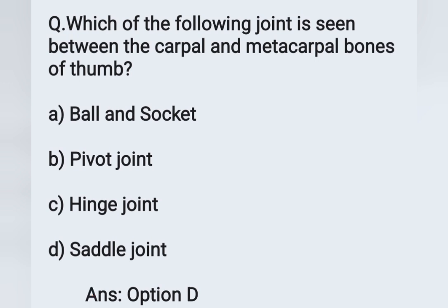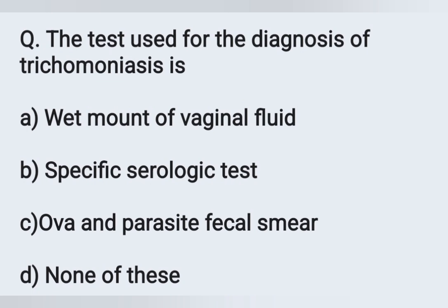Move on to the next question. The test used for the diagnosis of trichomoniasis is? Our options. Option A, wet mount of vaginal fluid. Option B, specific serologic test. Option C, ova and parasite fecal smear. Option D, none of these.